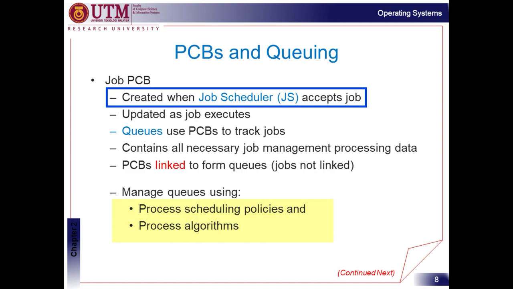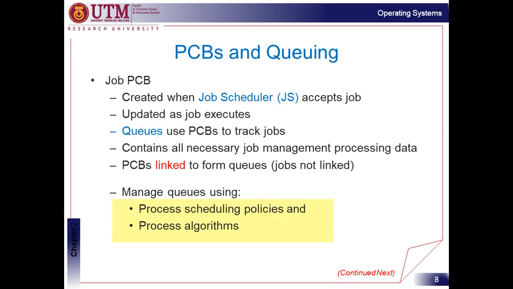When the operating system accepts a job, it creates a process control block for that job. The PCB contains information about the job, such as its state, CPU registers, memory allocation, and I/O status. The PCB is updated as the job progresses. Queues use PCBs to track jobs. Queues exist for the ready, running, and waiting states, and the PCBs are the entries in these queues.